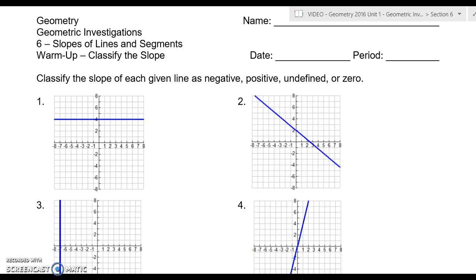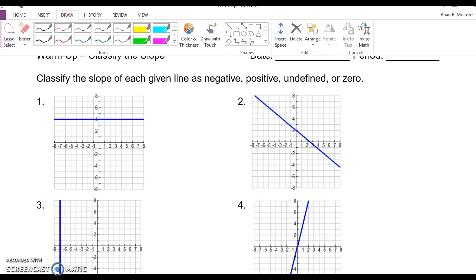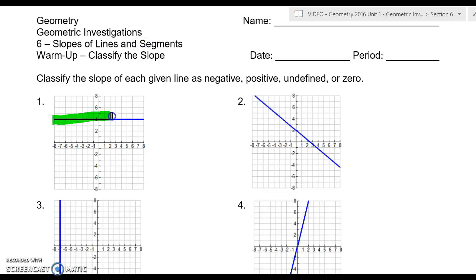So if we look at the first line here, slope is the amount of vertical change over the amount of horizontal change. If I look at this line right here, it is not moving up or down. It's just staying level. So the vertical change in this case would be 0. The horizontal change really depends on what points we pick. If we were to pick these 2 points right here, let's say the horizontal change is 3, we know that that has a 0 slope.